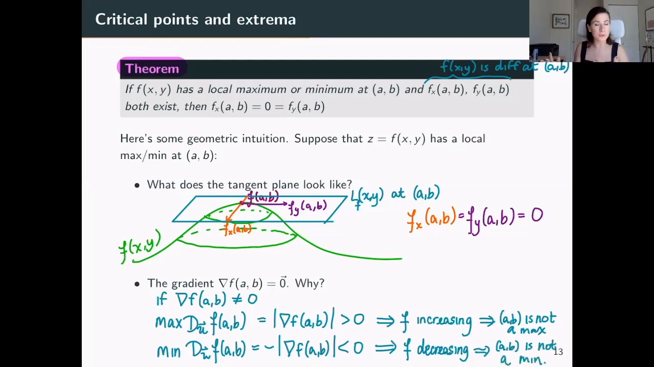But we know from what we started off with that apparently (a, b) is a max or a min, so we would have to have that the gradient be 0 at that point. Furthermore, remember that the directional derivative was going to be 0 along level curves, and essentially you can think of the maximum value there as a level curve.